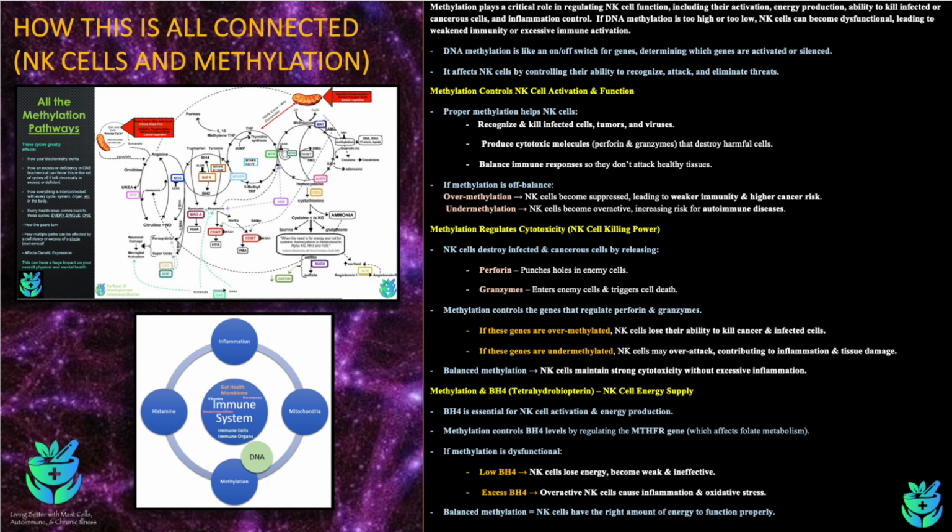Methylation and BH4, which is the natural killer cell's energy supply, is essential for natural killer cell activation and energy production. Methylation controls BH4 levels by regulating the MTHFR gene, which affects folate and SAMe metabolism. If methylation is dysfunctional, low BH4 means the natural killer cells lose energy and become weak and ineffective. Excessive BH4 means overactive natural killer cells cause inflammation and oxidative stress. So, as we were saying, balanced methylation equals natural killer cells having the right amount of energy and the right chemicals to perform properly.